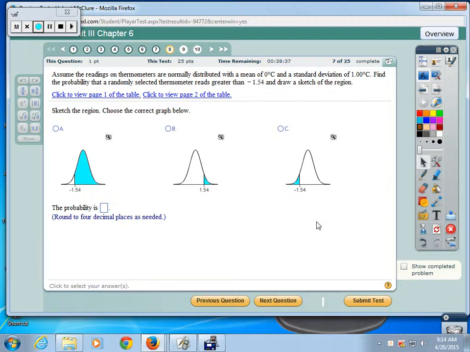Alright, try that one. Assume the readings on a thermometer are normally distributed with a mean of 0 and a standard deviation of 1. So that means this is 6.2, just like the other one was. Find the probability that a randomly selected reading is greater than negative 1.54. Which one's showing greater than negative 1.54? A. So that means you have to find the complement. The right hand side is equal to 1 minus the left hand side. If you have a calculator, you can just do the right hand side. But if you're using the table, you have to use the complement. So get to it.